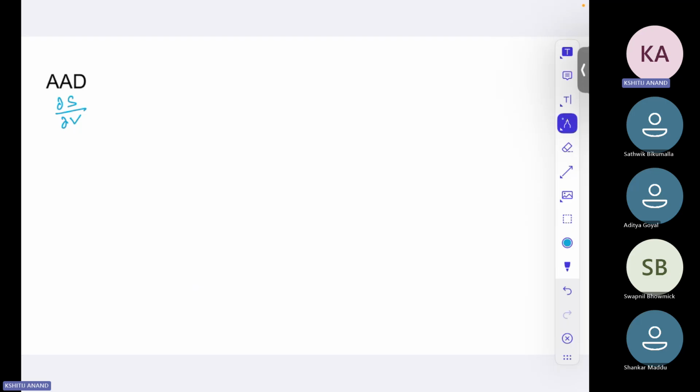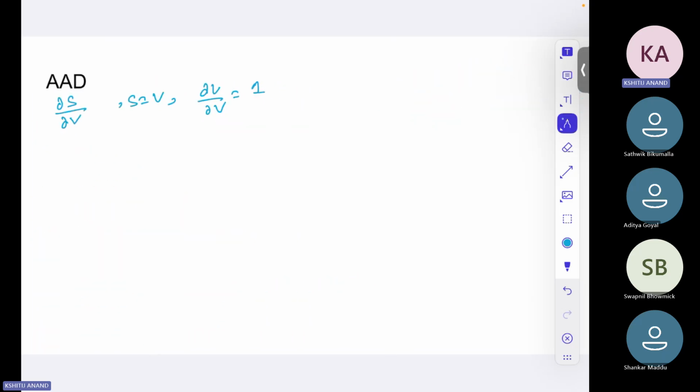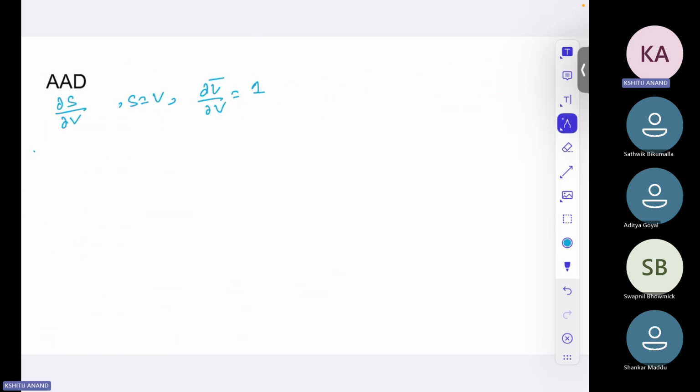So this time let us not waste our time and just write s is equal to v only. So dv by dv will be 1, right? Now we'll be starting with v. Adjoint of v is clear, right? It is 1, and then adjoint of m9, right? What will be m9 bar? M9 bar will be dv by.